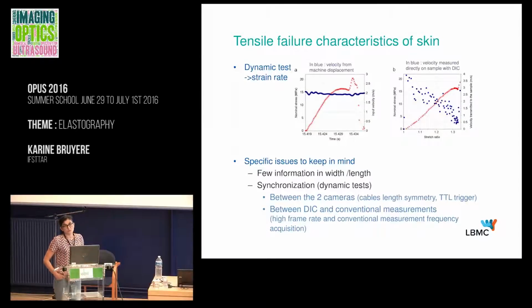As the main result of these tests on skin, we have behavior curves, stretch ratio curves for the skin, for different strain rates, and we can observe that the strain as a failure criterion can be a good candidate for FE simulation, as it's quite homogeneous for different strain rates.